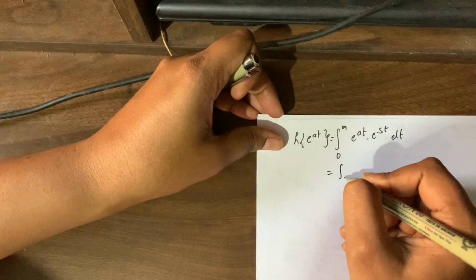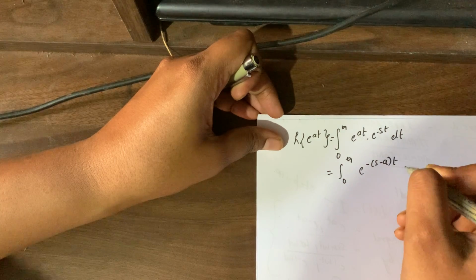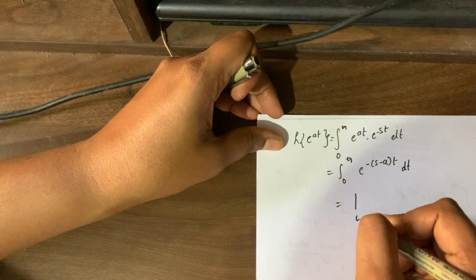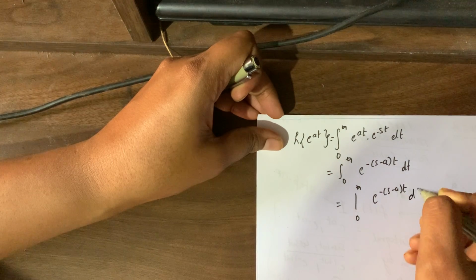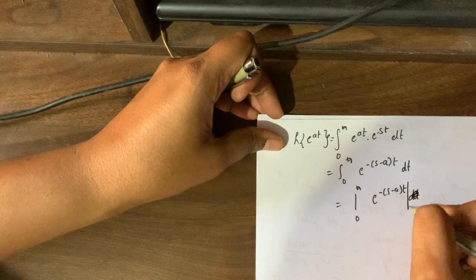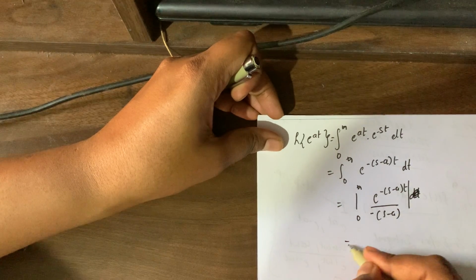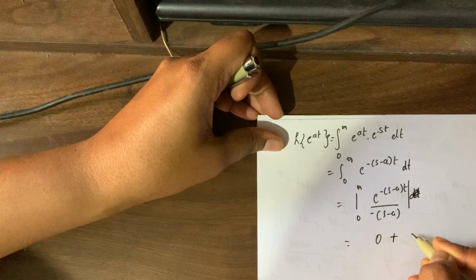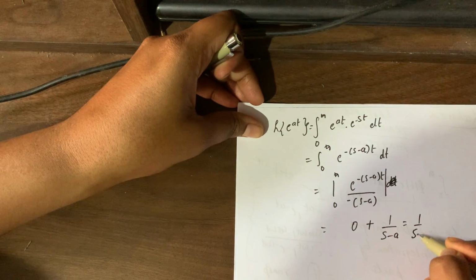Now this can be written as the integral from 0 to infinity of e to the power of minus (s minus a) t dt, where a is some constant. The upper limit vanishes and we are left with 0 plus 1 by s minus a. So that means the Laplace transform is 1 by s minus a.